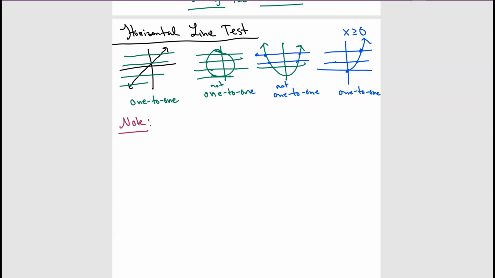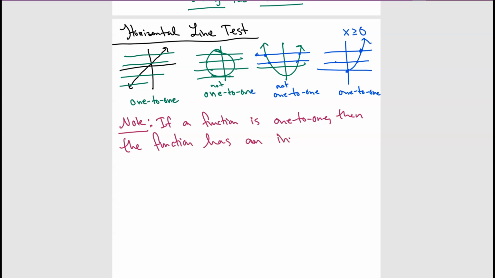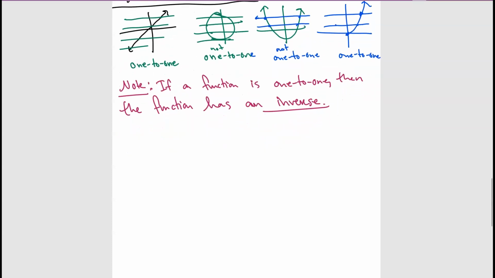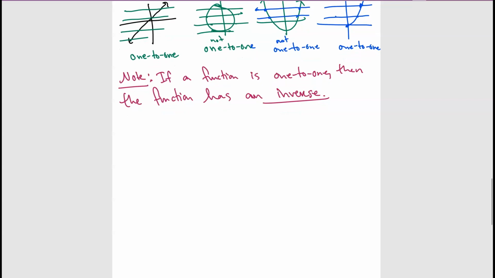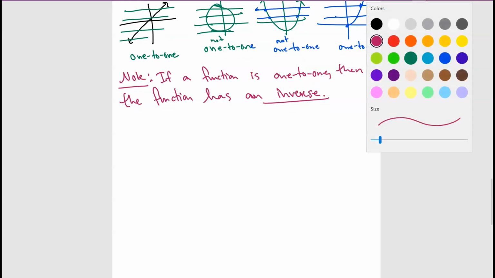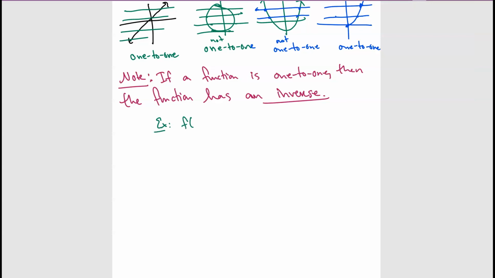Okay, so what is so nice about these one-to-one functions? Well, if a function is one-to-one, then the function has an inverse. So if I know that this function is one-to-one, then this function has an inverse. So let me give you an example of what it means to have an inverse. Well, if you have a function which basically says every x value, I'm going to add 5. Well, what is the inverse of that? Well, every x value, I'm going to subtract 5. That is the inverse. And the way that we write the inverse is the following way.